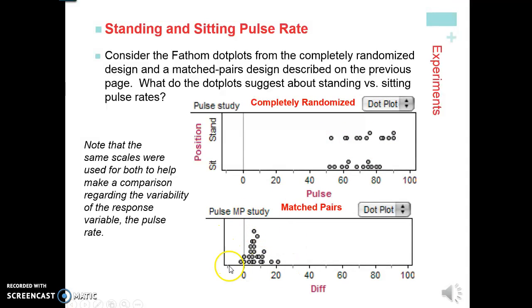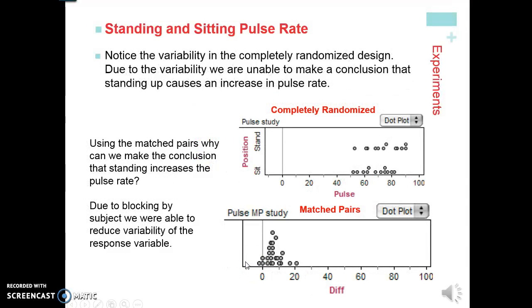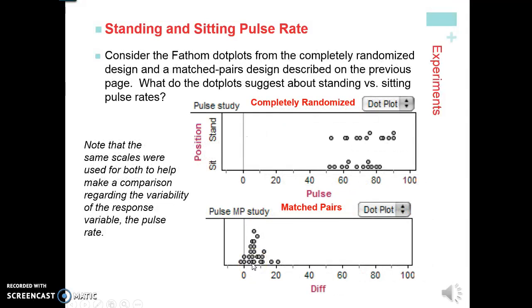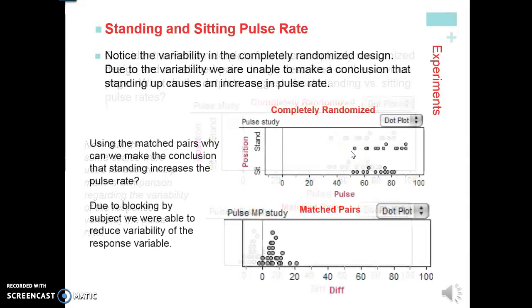Well, this is actually a lot easier to compare in this case because I can actually see the difference between every single student and notice that they're clustered right here, right around about eight differences. Here we see the variability in the pulse rates, but it's hard to tell the difference. Was the standing up really that much higher than the sitting down? Because they're all clustered about the same. This one had a few higher, but can we really make a conclusion from that?